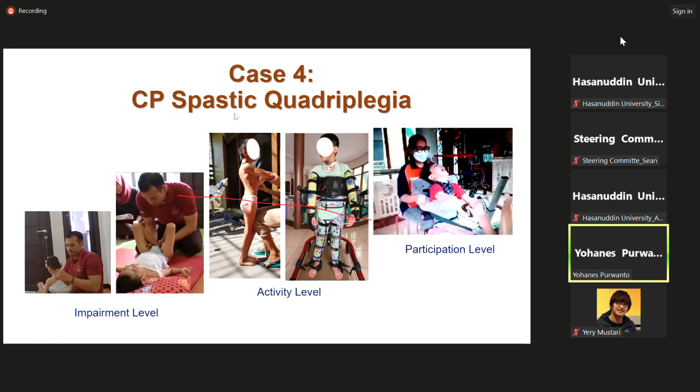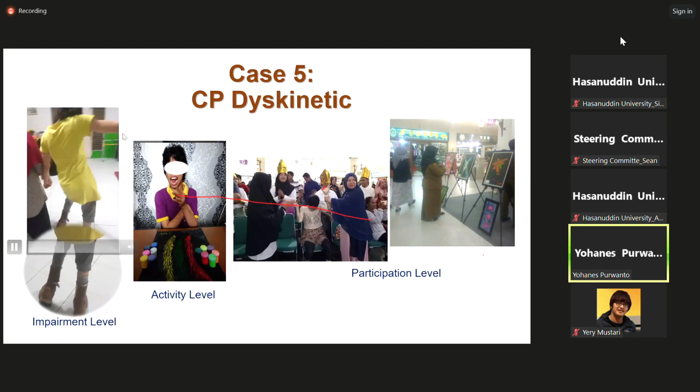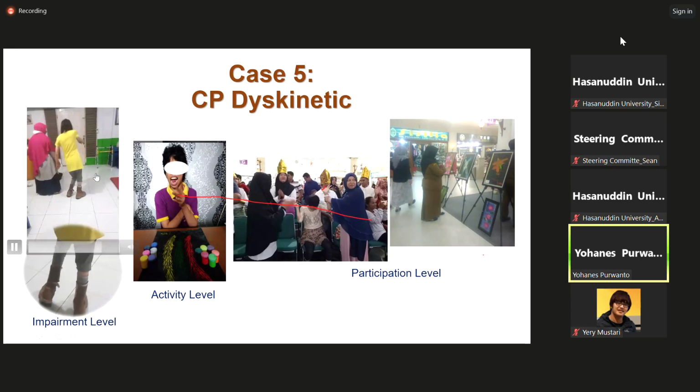Case number 5 is CP dyskinetic. We can see here the problem is difficulty controlling the movement, more in the right hand and the left here.